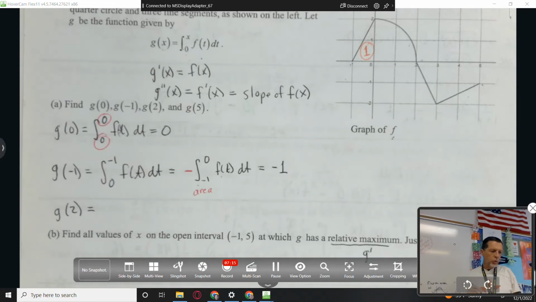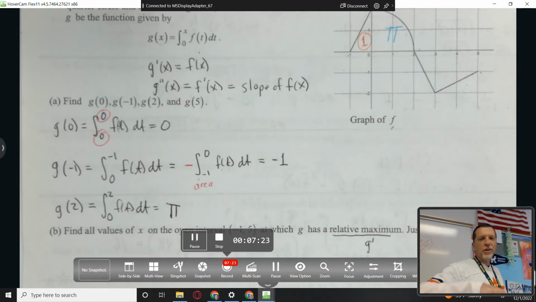G of 2. Why don't you try G of 2? Okay with pi as an answer? Yes. So the area from 0 to 2 is pi.